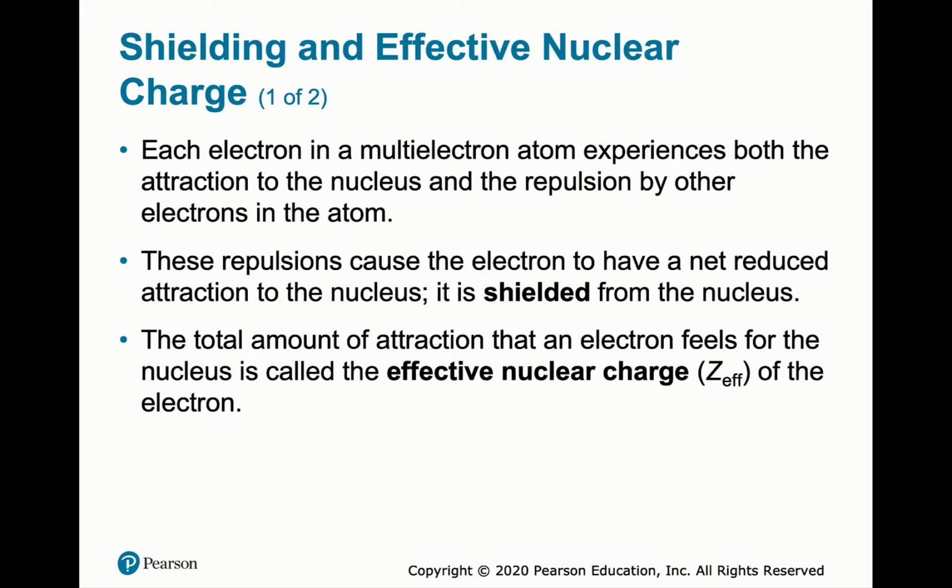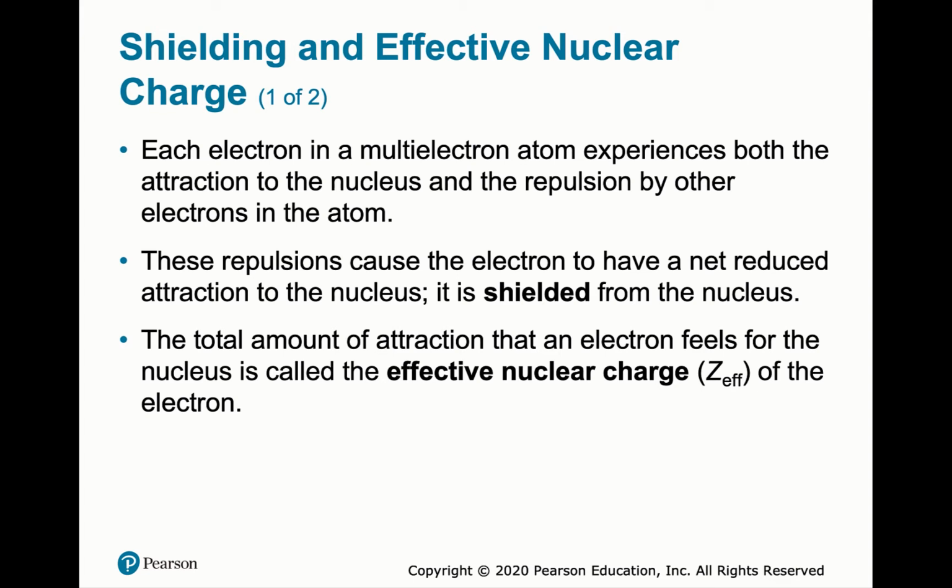So, shielding and effective nuclear charge. For atoms, there are many different layers. Hydrogen and helium just have core electrons, but beyond hydrogen and helium, there's going to be core and what we call valence electrons. The core are the inside electrons, valence are the outside electrons. And what happens is the core electrons tend to shield the nucleus, the positive charge of the nucleus, from the outside electrons.